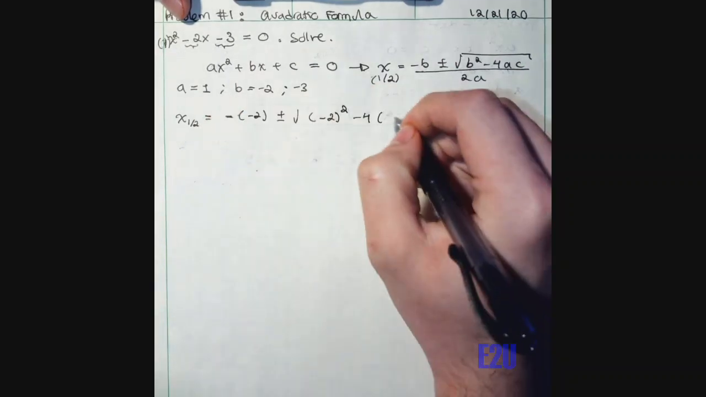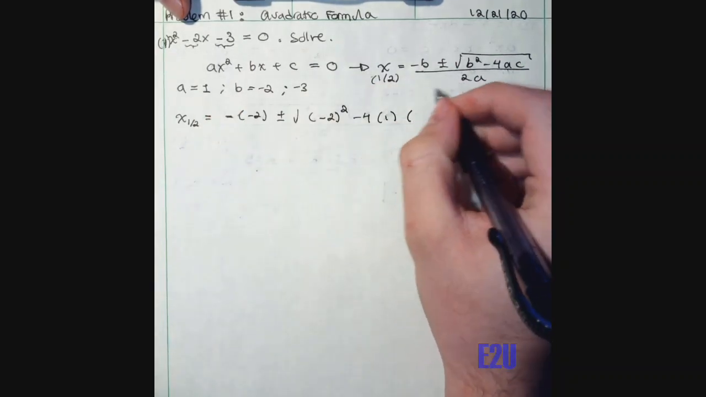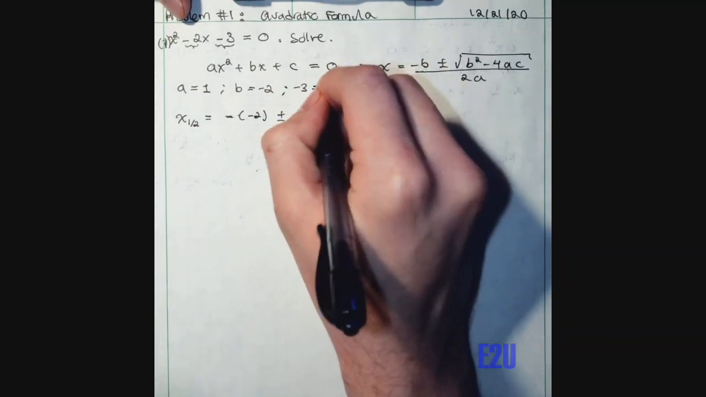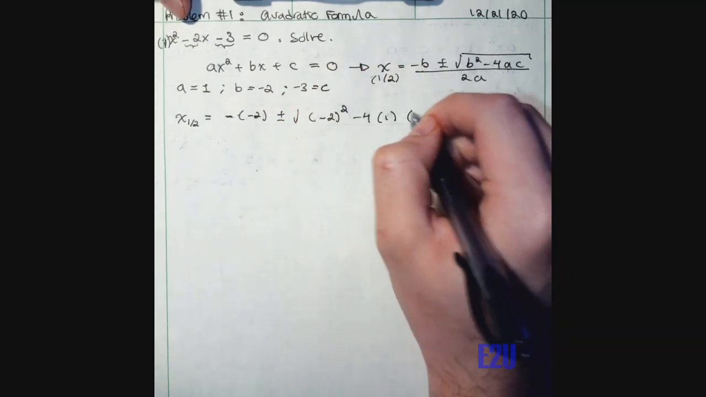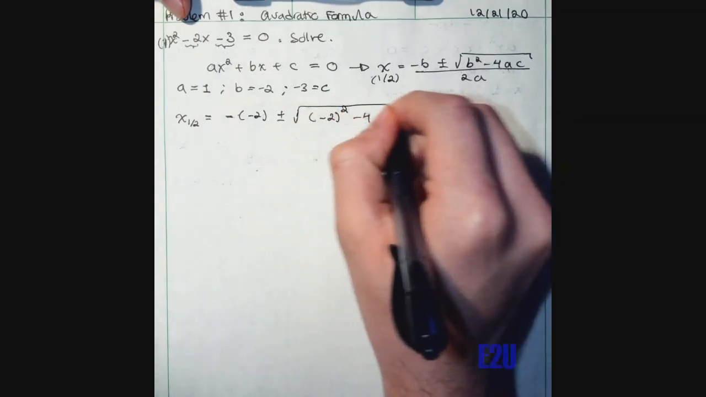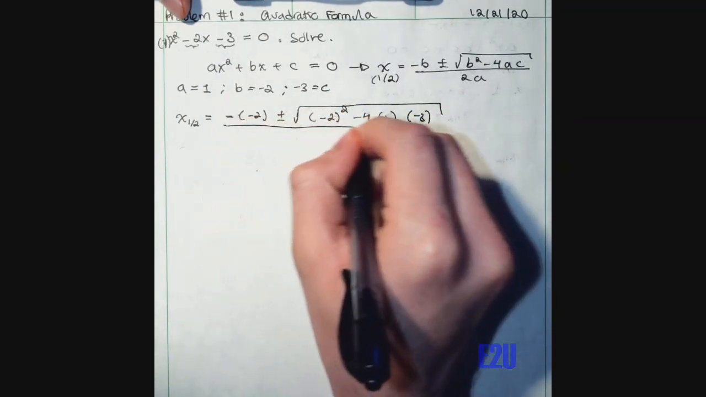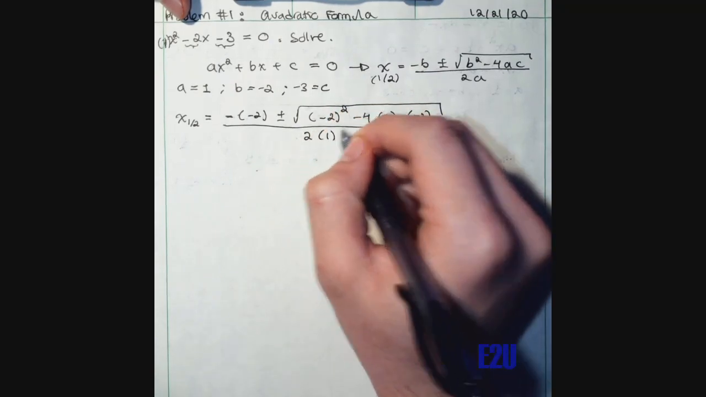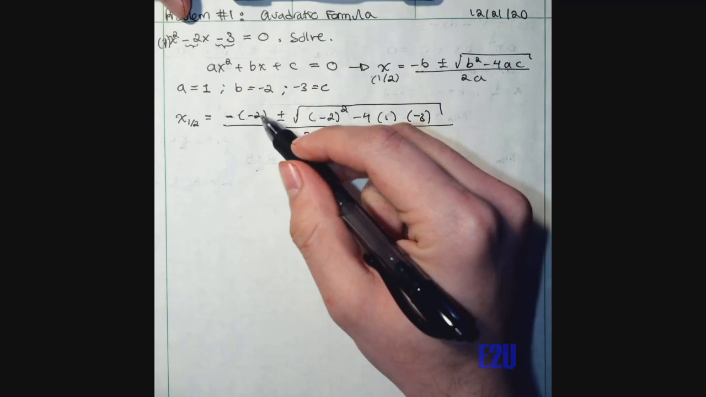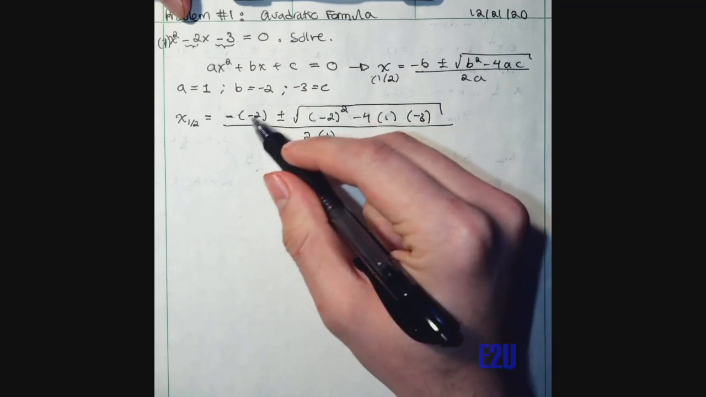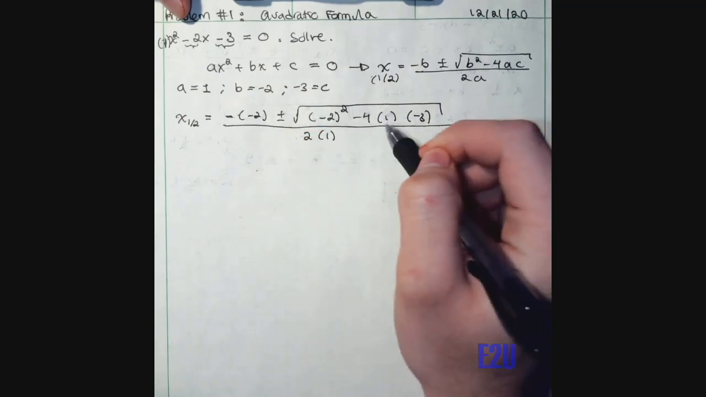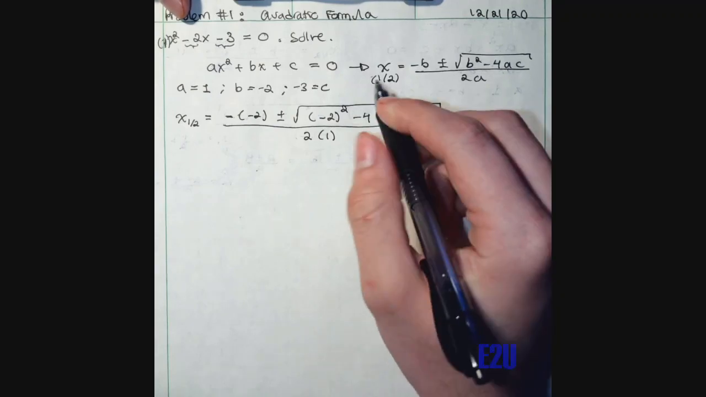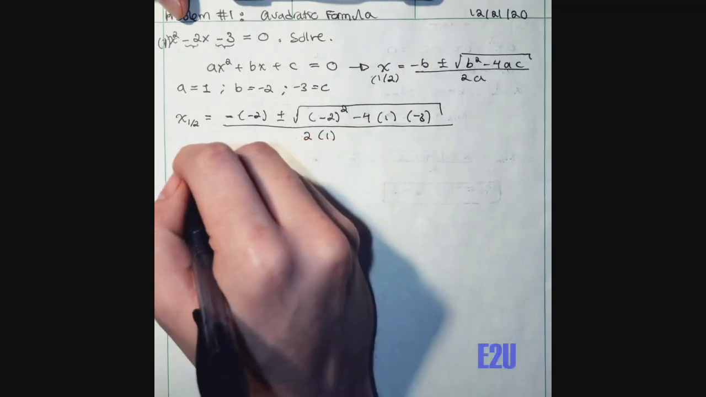A is 1, times c. C in this case is negative 3. So it's minus 3, and all that is going to be square rooted, and all that is going to be divided by 2 times a. Our a is going to be 1. And I'm using parentheses to separate the terms, but these are just multiplication. So this is the same as minus 4 times 1 times minus 3.